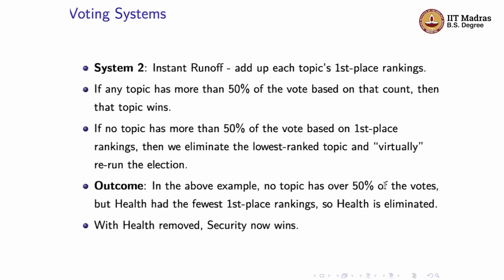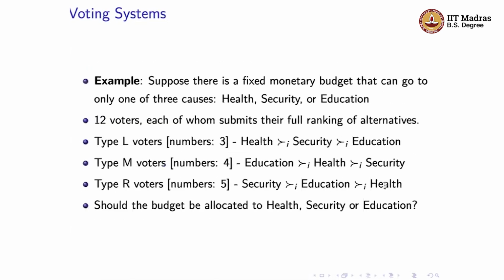Okay. Now, the second ranking system is what is known as instant runoff, and this is actually quite similar to how the French election happens. What happens in this case is that you add up each topic's first place rankings. If any topic has more than 50% of the vote based on that count, then that topic wins. However, if no topic has more than 50% of the vote based on first place rankings, then you eliminate the lowest ranked topic and rerun the election between the topics that remain, right? So let's see what happens if we follow that here.